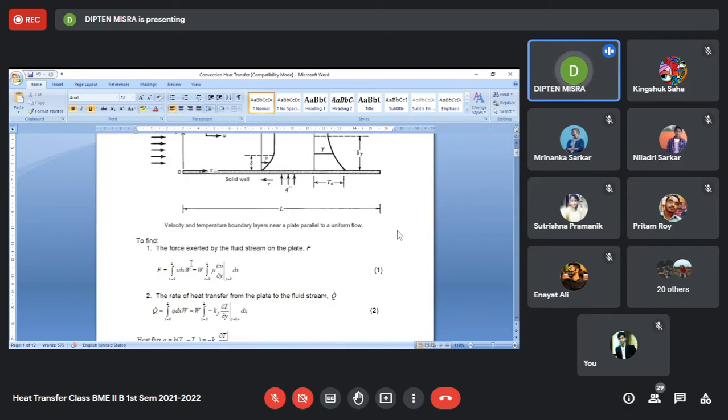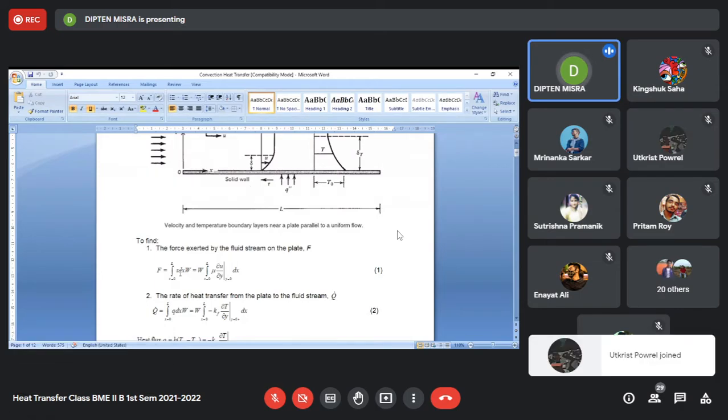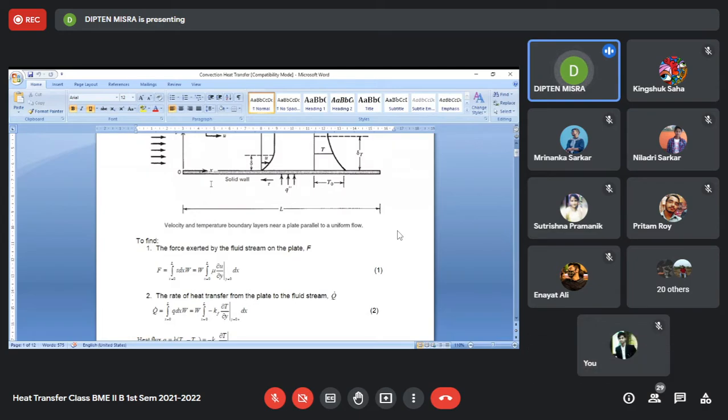Now the shear stress may not be uniformly acting throughout the length of the wall. Shear stress may vary along the length of the wall. So if we know the local shear stress, then we can integrate that local shear stress over the area of the plate. And what is the area of the plate? The differential area is given by dx, a differential length, times the width of this plate.